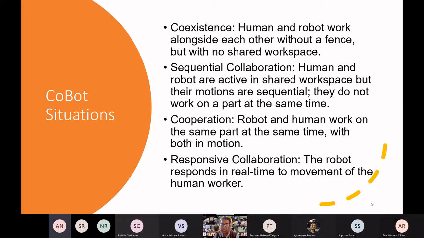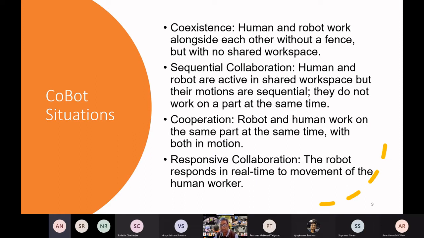towards a common goal. And sequential collaboration is where human and robot are active in a shared workspace, but their motions are sequential. They do not work on a part at the same time. So say someone is doing something, giving it to the robot, and it is doing something else. They are not sharing the workpiece. In case of cooperation, robot and human work on the same part at the same time with both in motion.